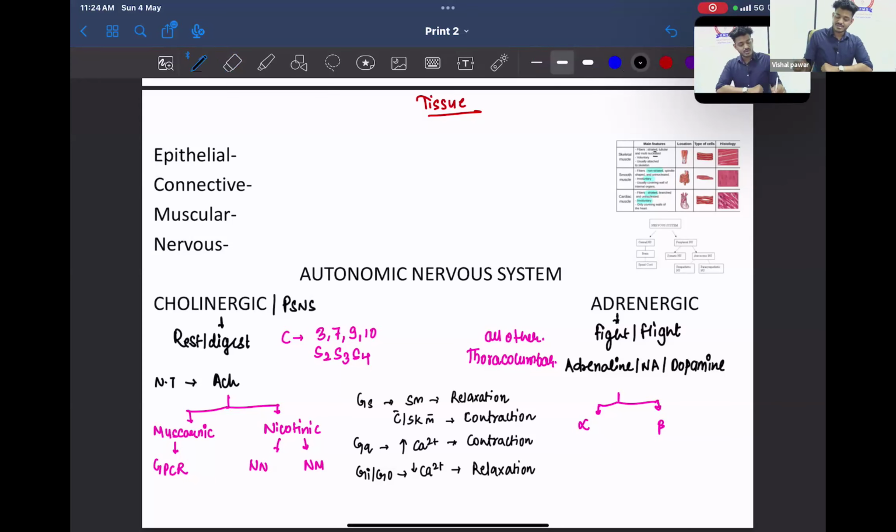Epithelial tissue कहाँ होता है? Where is the location of epithelial tissue? Remember, it is present in the coverings of your body. Your skin, your mucosa, they have epithelial tissue. It has a function of protection again. It is responsible for the protective functions.